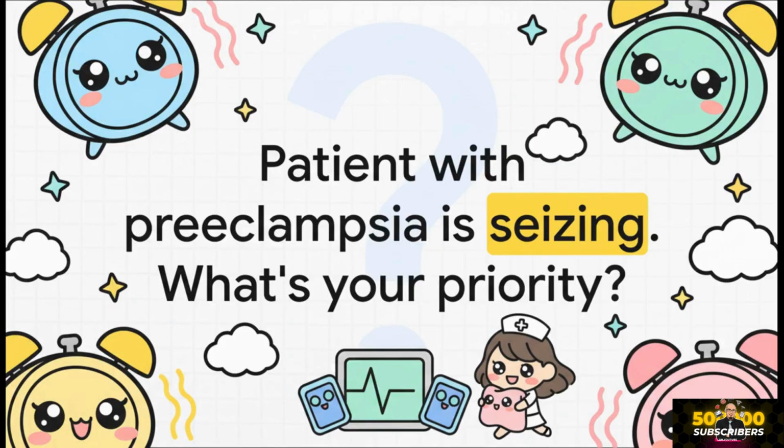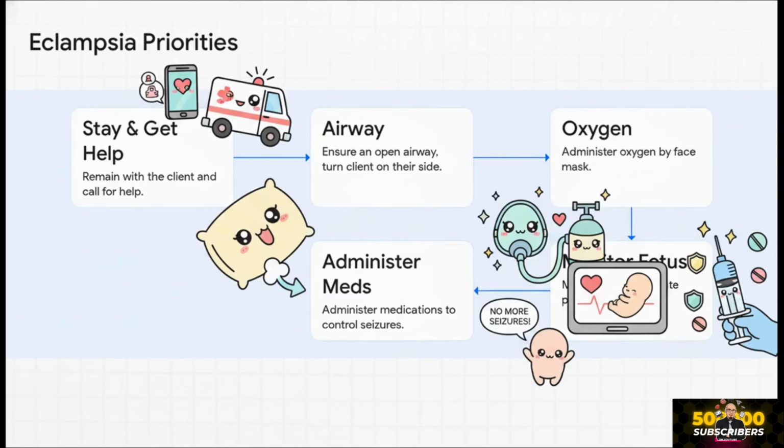Okay, let's put you in the hot seat. Those alarms we just talked about have gone off, and now your patient is having an eclamptic seizure. The computer screen flashes with a priority question. What are you going to do first? Here are your steps, and the order is everything. Number 1, you never ever leave the patient. You stay right there and you call for help.